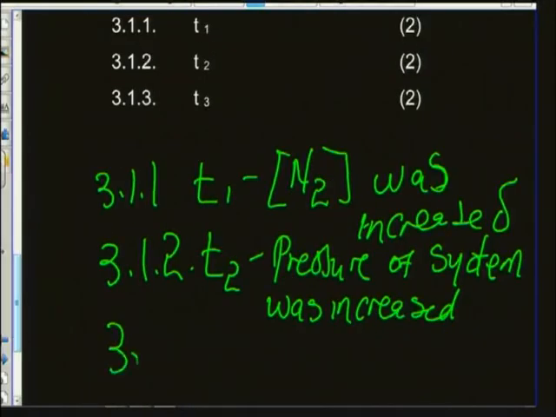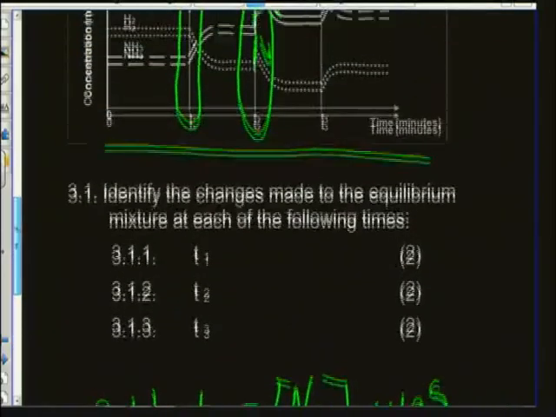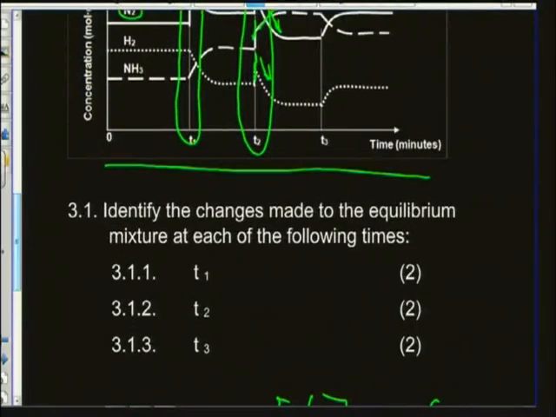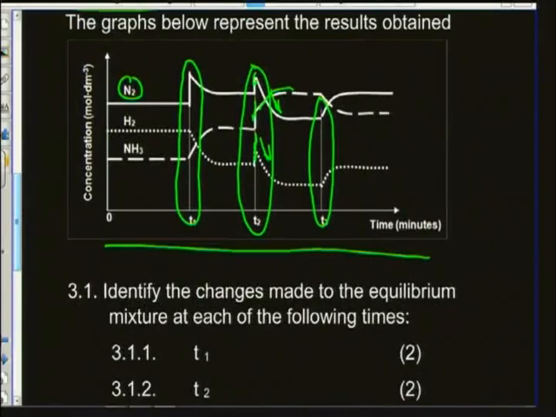Let's go to 3.1.3. Now they say at time T3. Now look at time T3. Time T3 is this time over here. Now if you look at it, what has actually happened?